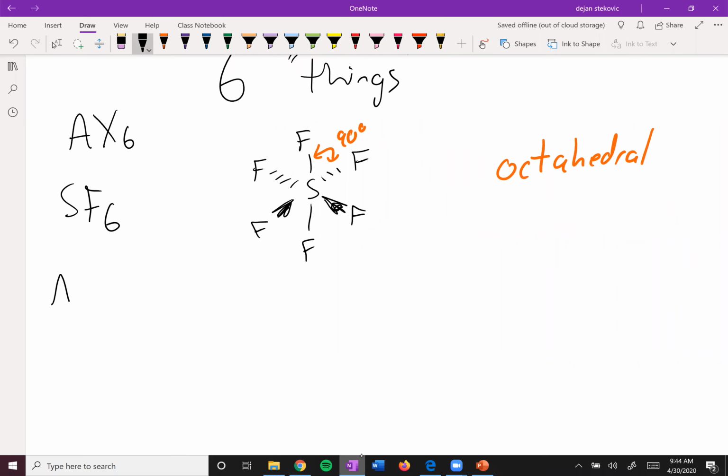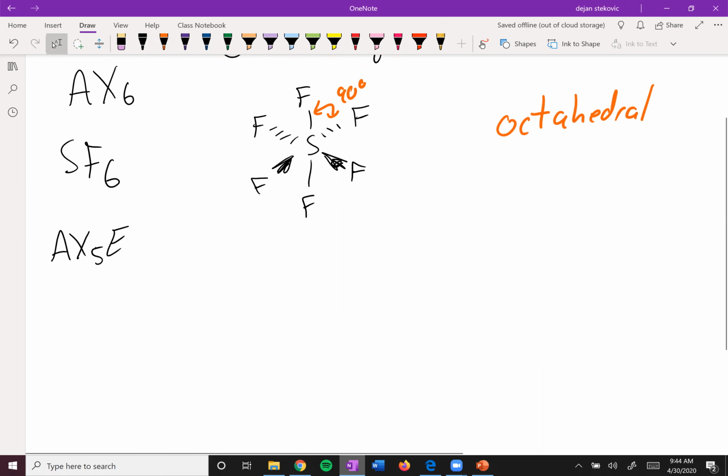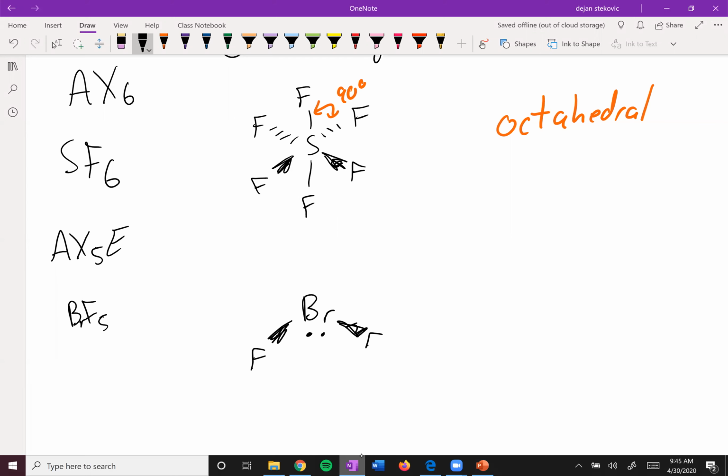And so play the game, AX5E, right? Replace one of the atoms with a lone pair, something like bromine pentafluoride, where the bromine has a lone pair. And so you can replace any one of them. Generally, in the drawings, you replace the bottom one, but it doesn't matter. They're all actually the same.